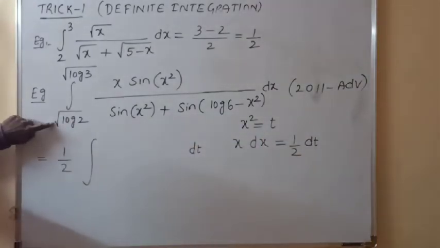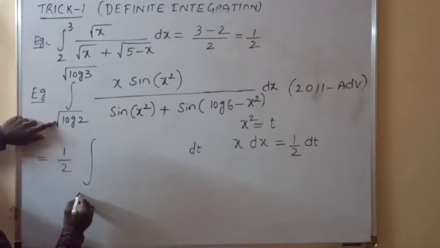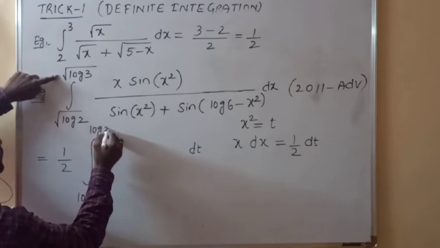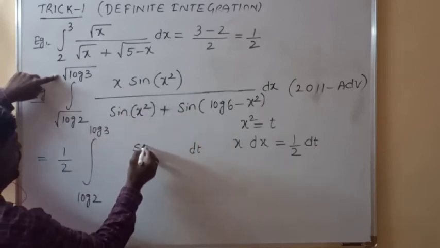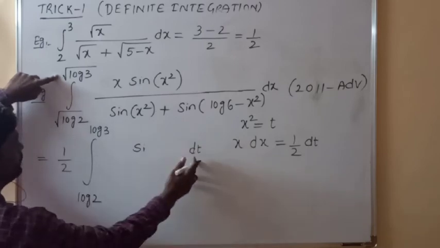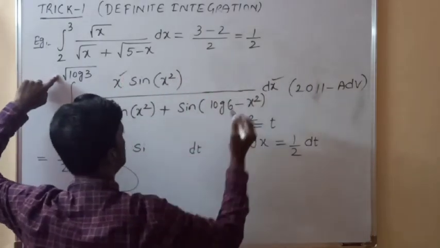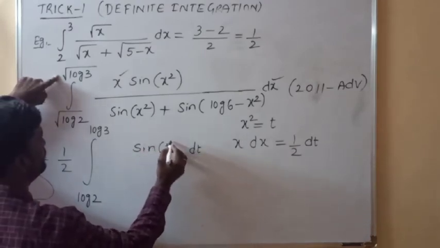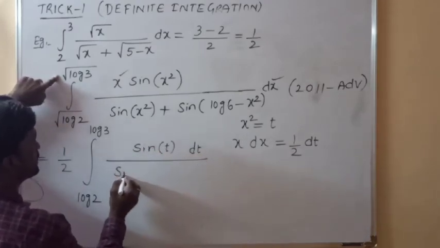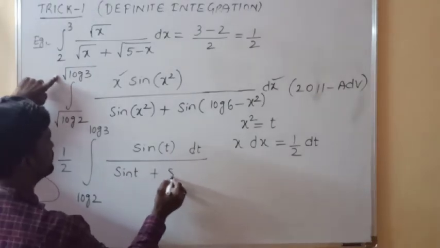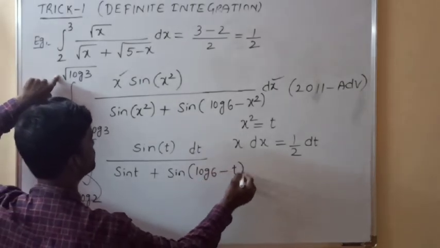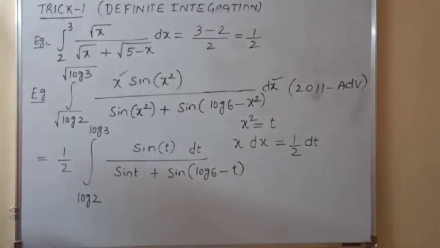So this is the x value. The corresponding t value is x square. What is the square of root log 2? Log 2. Similarly, the upper limit becomes log 3. Next, x into dx, I have already written as half into dt. Okay. Sine of x square, nothing but sine of t, divided by sine of t plus sine of (log 6 minus t). Correct?